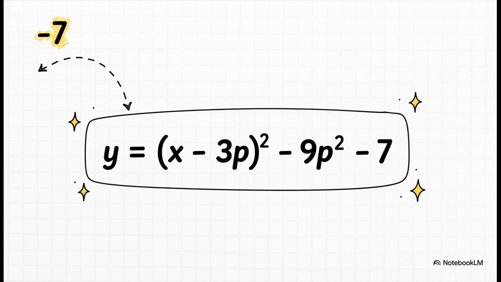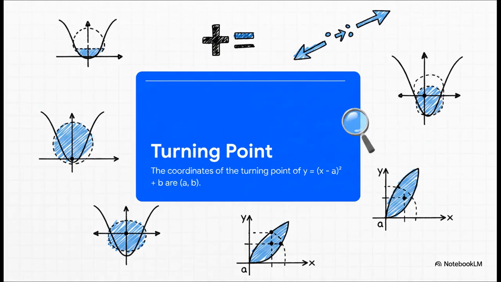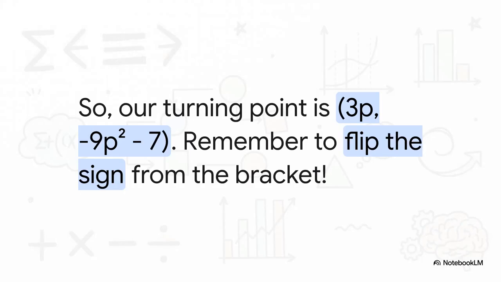And this form is super useful. So why did we do all that work? Because this form is like a secret code. When an equation looks like y equals (x - a) squared plus b, the turning point is just (a, b). You can literally just read the coordinates right off the page. So let's look at what we've got. Our a value is 3p. Remember, you always flip the sign from inside the bracket. And our b value? Well, that's all the other stuff tacked on the end. Negative 9p squared minus 7, and that's our turning point.